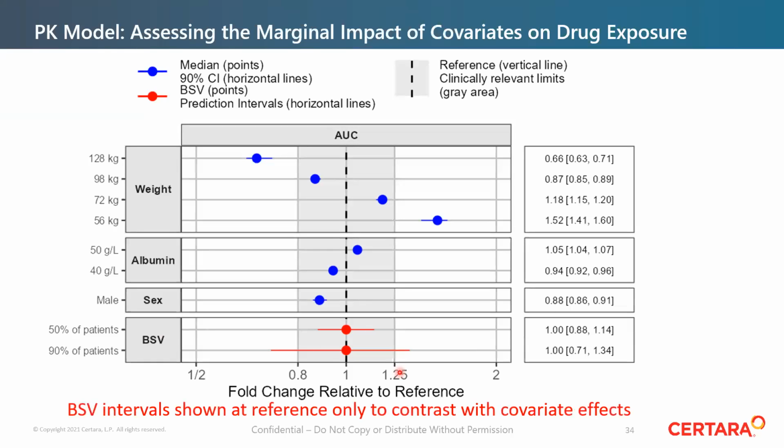So here I'm showing BSV only at reference, but if you want to think about the range of predicted exposure, you can imagine that each point will have a BSV around it. But here I'm isolating the covariate effect. I'm not interested in seeing the range of possible exposure. I'm trying to see the relative contribution of each covariate.